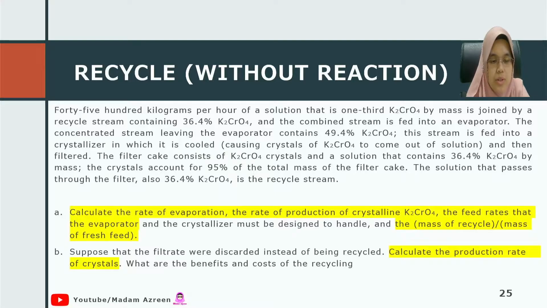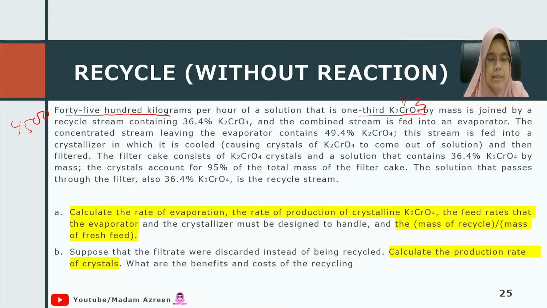4,500 kilograms of a solution that is 1/3 potassium chromate by mass joins a recycle stream that contains about 36.4% of potassium chromate, and this combined stream will feed into the evaporator. Evaporator is one type of equipment used to evaporate water or any chemical that can undergo an evaporation process inside it.